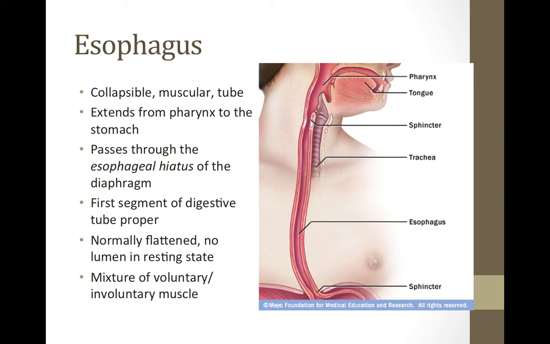So this is the official first segment of the digestive tube, or your alimentary canal. And we've talked about different kinds of muscle, both voluntary and involuntary. Your esophagus is going to have a mix of these two kinds of muscle. So you know that you have some capability to voluntarily swallow things, but there are also involuntary muscles helping to mix food and move it along the length of the esophagus.